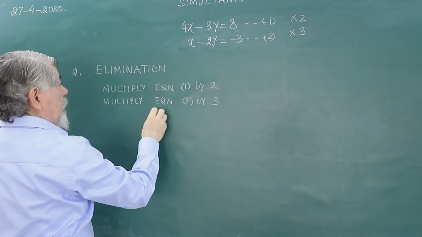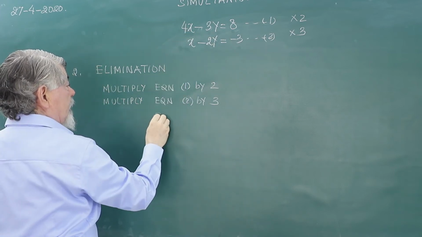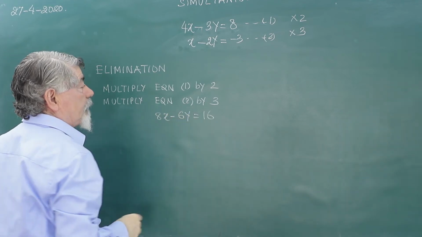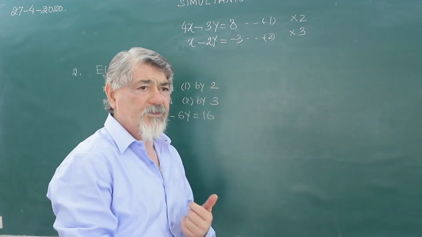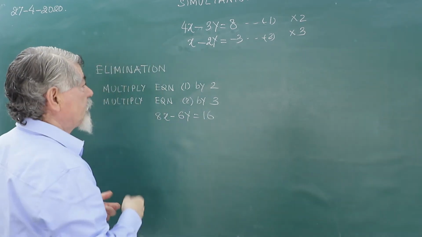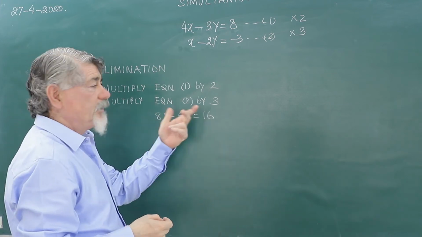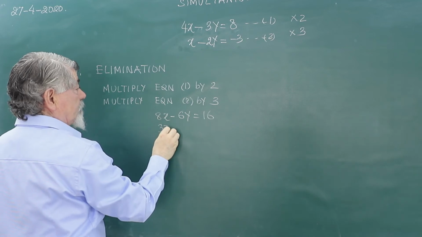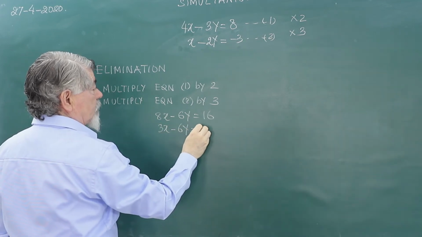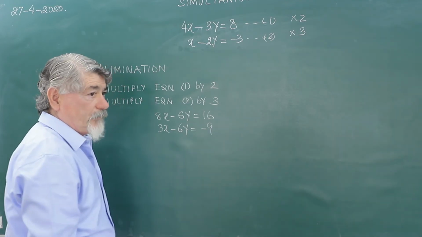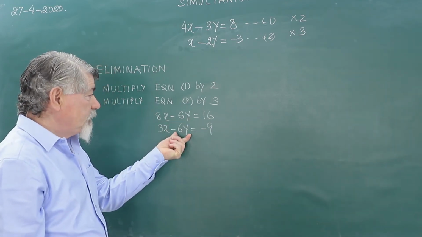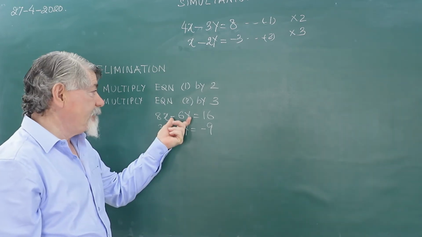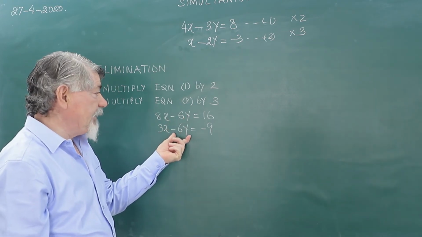Let me multiply by 2. 2 4s are 8x, 2 3s are 6y, 2 8s are 16. When you multiply with the same number on both sides, it doesn't change the equation, because I can finally take out that common factor and divide it. When I multiply by 3, 3x minus 6y is equal to minus 9. Now what has happened by multiplying is that the coefficients of y have become equal.